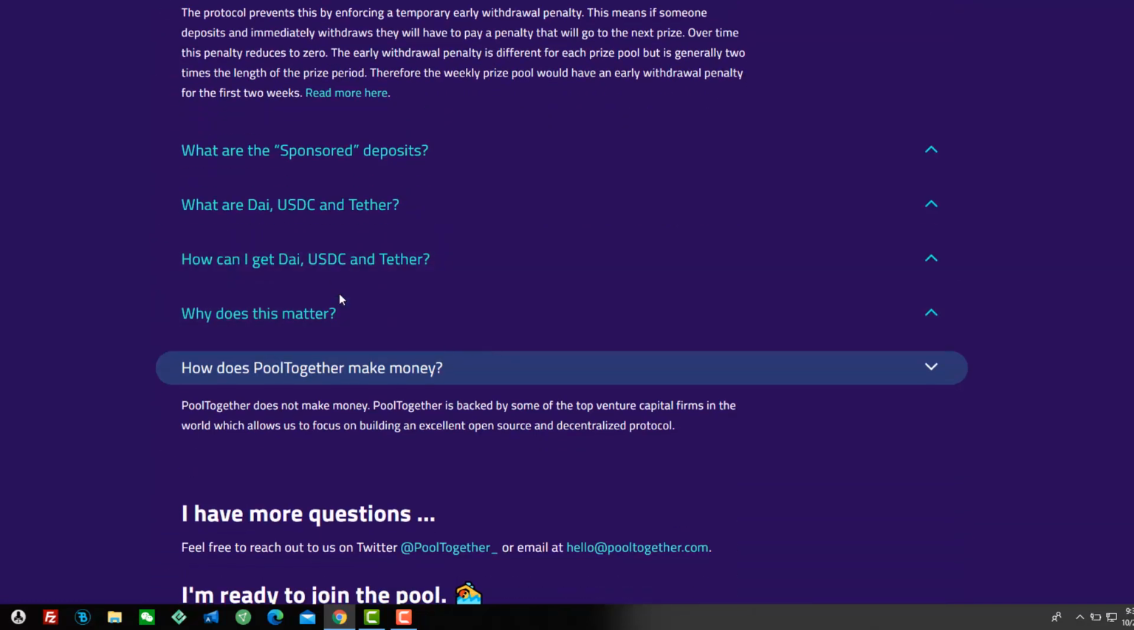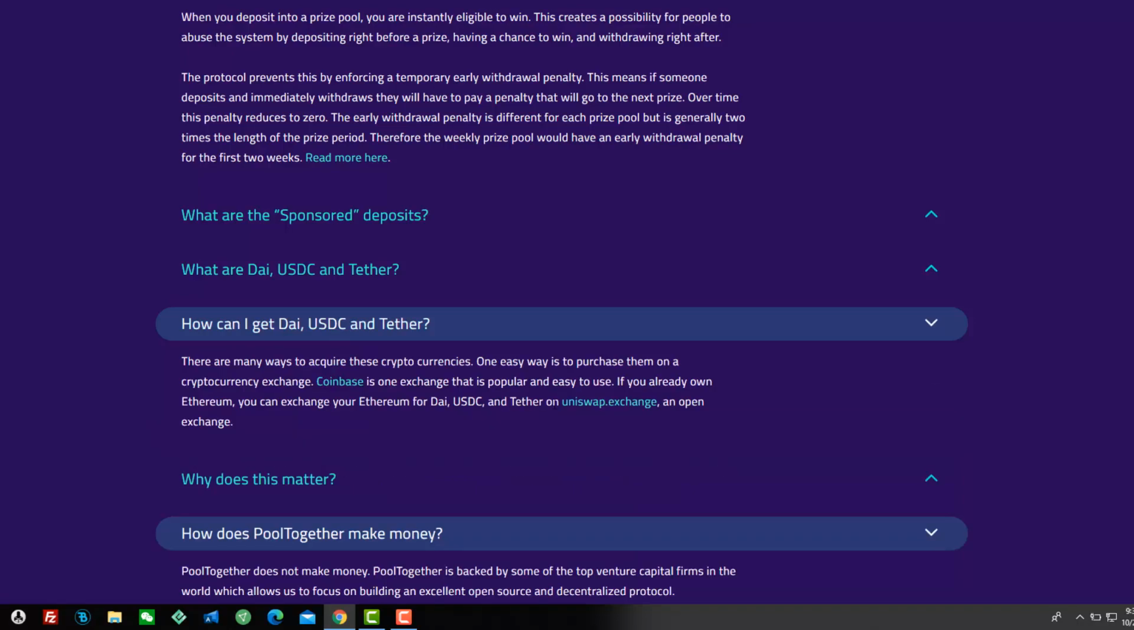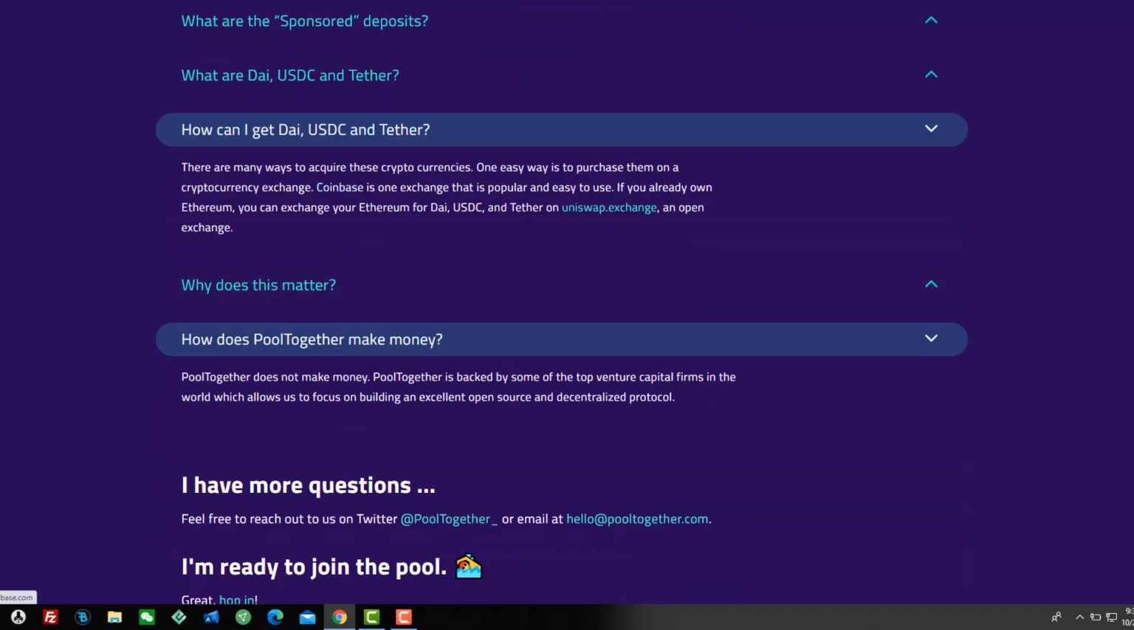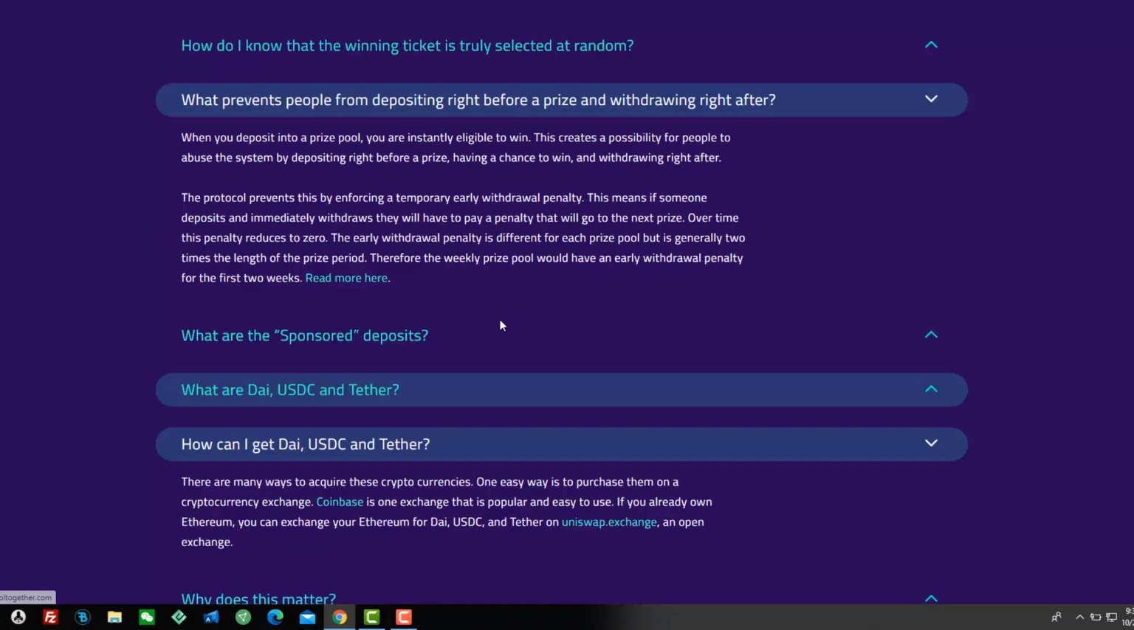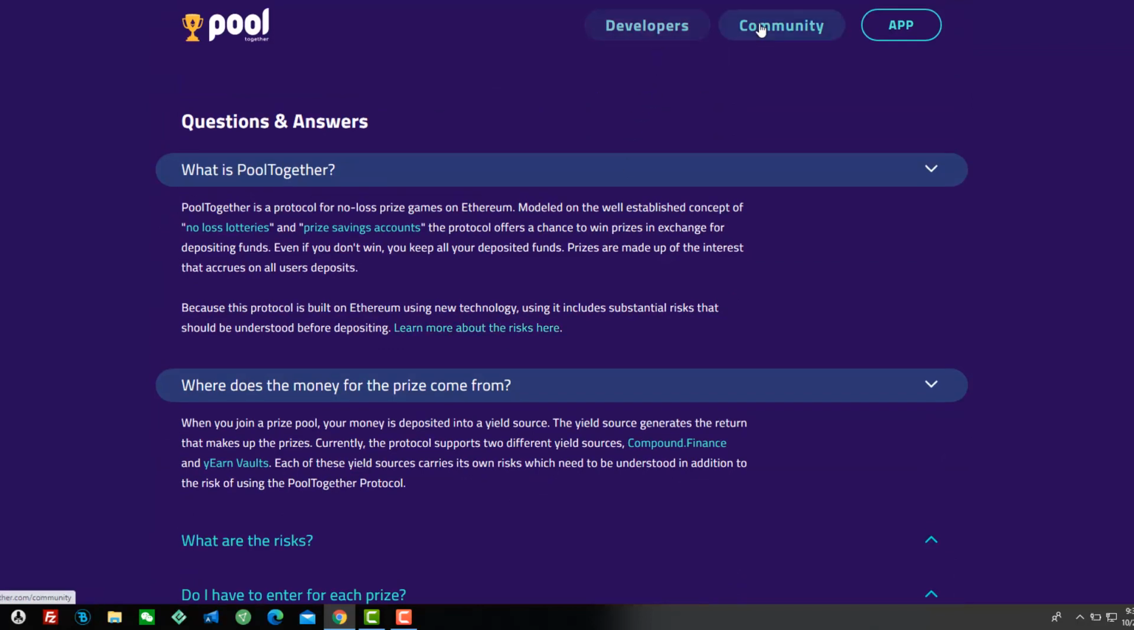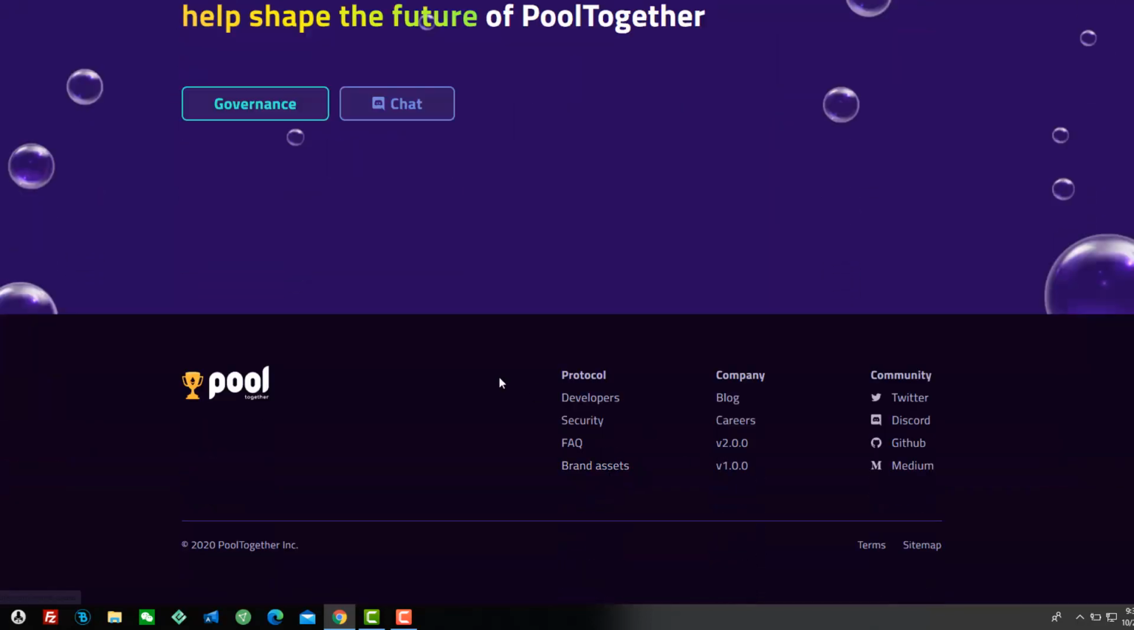There are different pools. You can use different coins, I guess, like Coinbase, Uniswap, depending on the pools. There's a community, and there's a bunch of other documentation here you can check out.